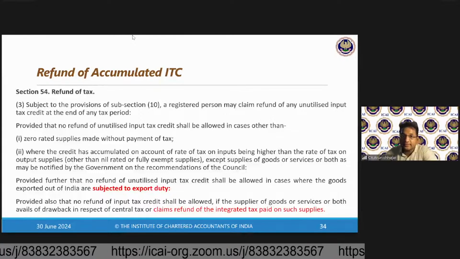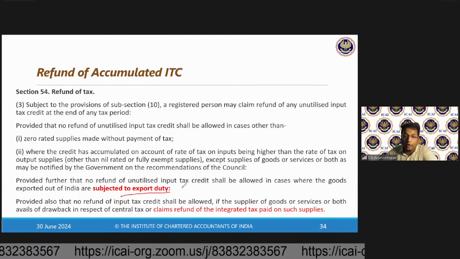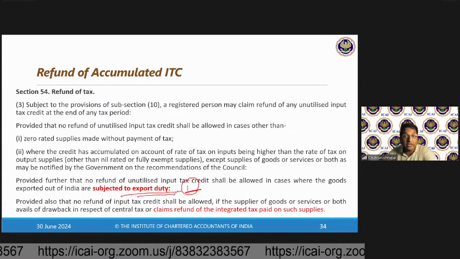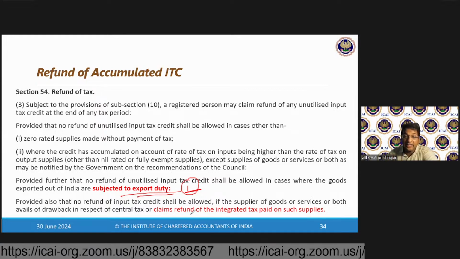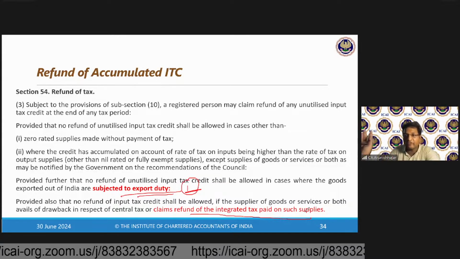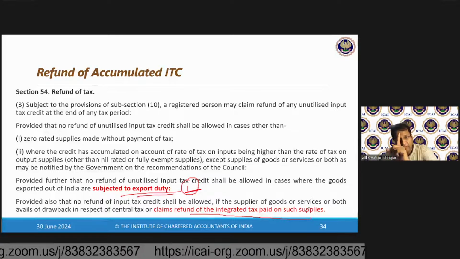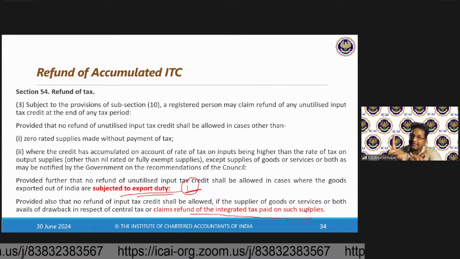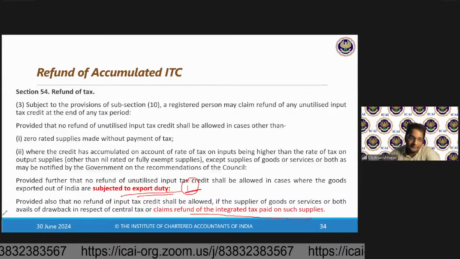But in two cases, you cannot take the refund. First case is if the supply which you are making is subject to export duty, then you cannot take the refund of accumulated ITC. And if you have the same supply on which you have taken the refund of IGST, then also you can't take the refund of accumulated ITC. It means on a single transaction, either go for the IGST refund or the ITC refund. You are not entitled to take the refund by both routes.